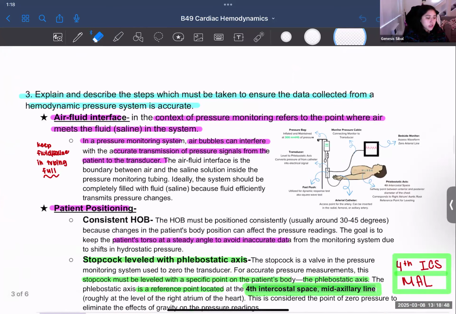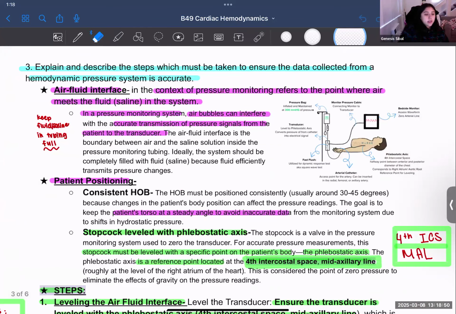So air fluid interface, basically in the context of pressure monitoring, refers to the point where air meets the fluid in the system, right? So the saline. In a pressure monitoring system, air bubbles can obviously interfere with the accurate transmission of pressure signals from the patient to the transducer. So in this case, the air fluid interface is the boundary between air and the saline solution.